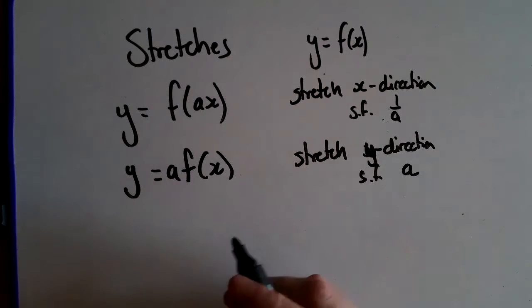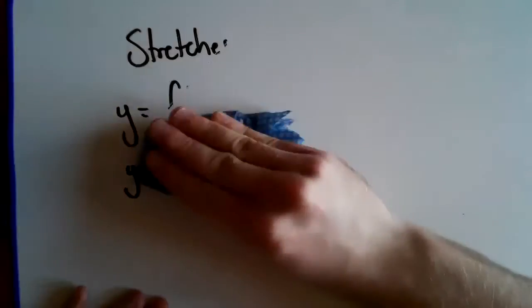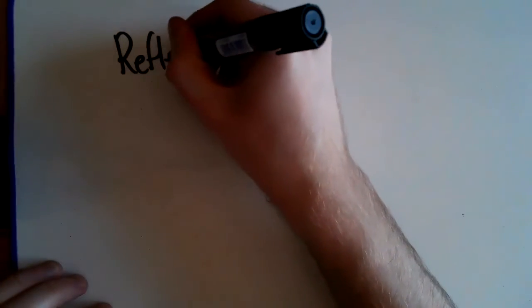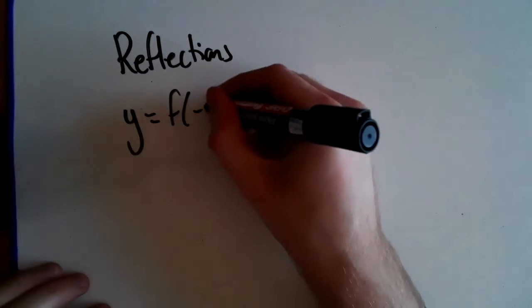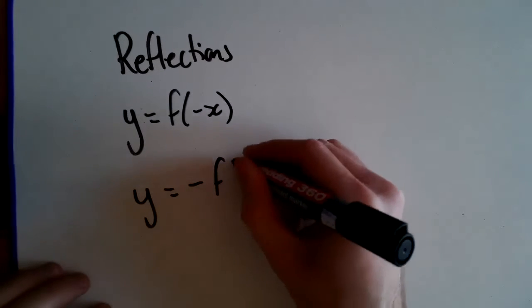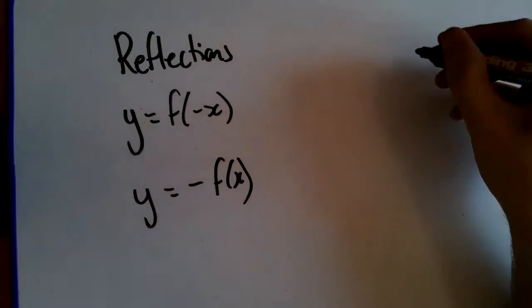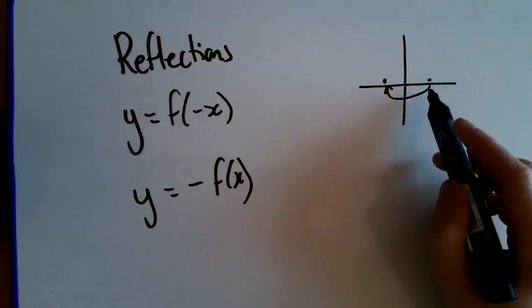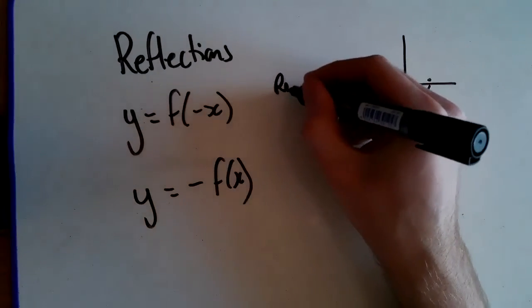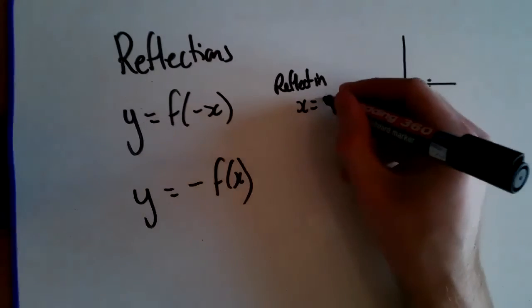Okay, now the 2 special cases of these are reflections. So y equals f of minus x, and y equals minus f of x. Well, it's inside the bracket, so that means the x changes. So this x will go over here. So that's a reflection in the y-axis. I'm going to call it x equals 0, just so you can see the link.